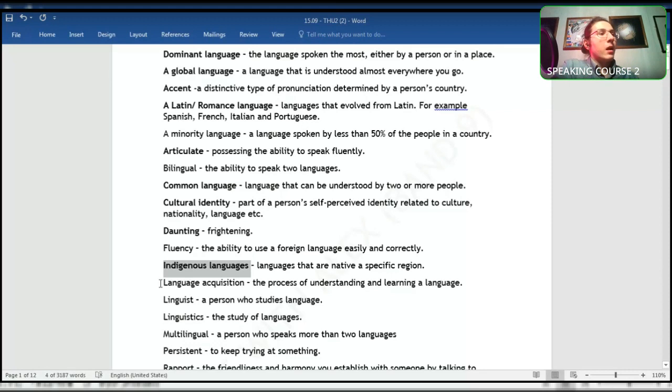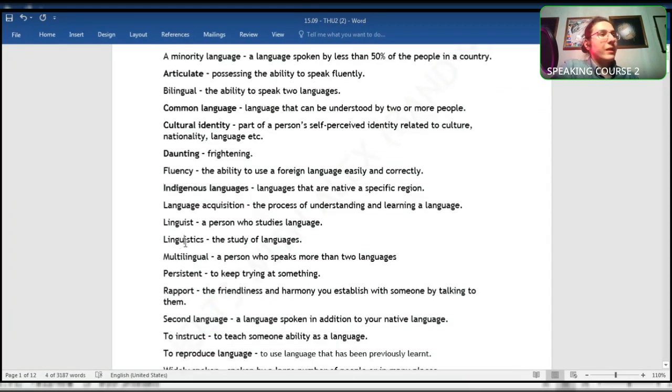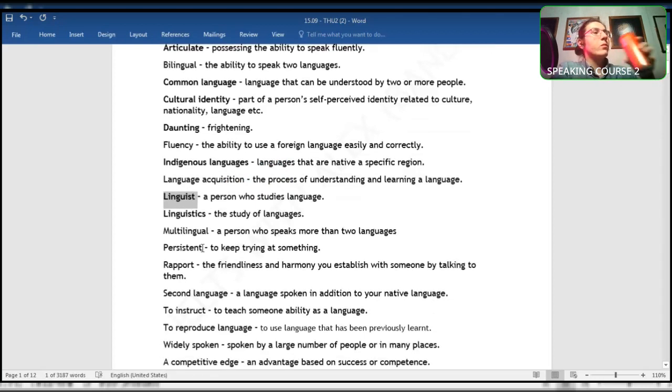Let's continue. Linguistics. Linguistics is the study of languages, the whole topic. And a linguist is a person who studies languages. You guys are all linguists, technically speaking. Let's keep going.